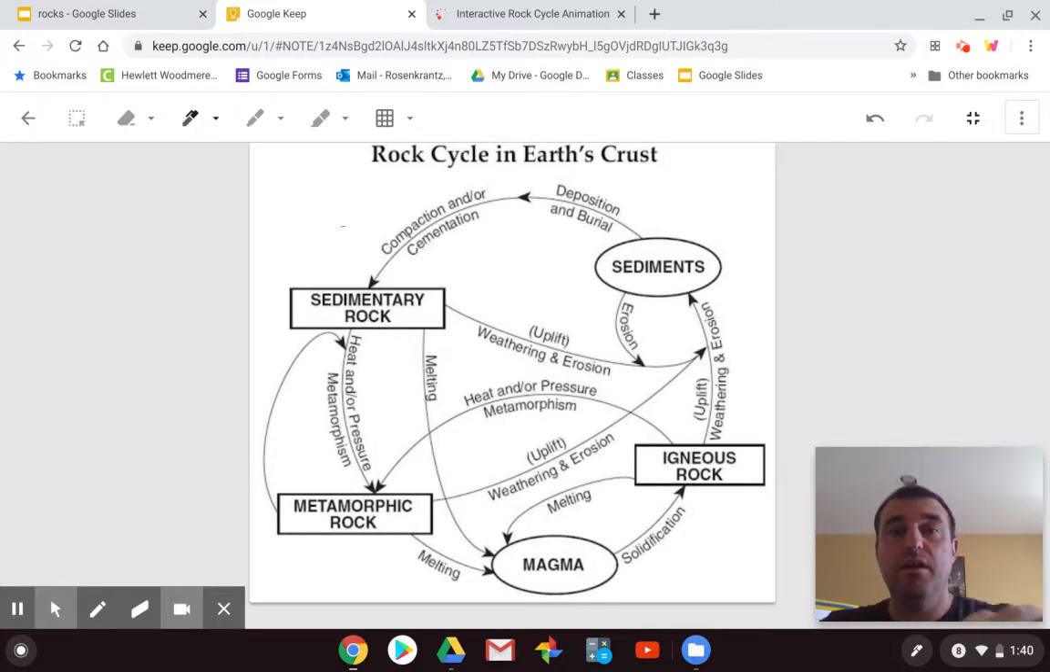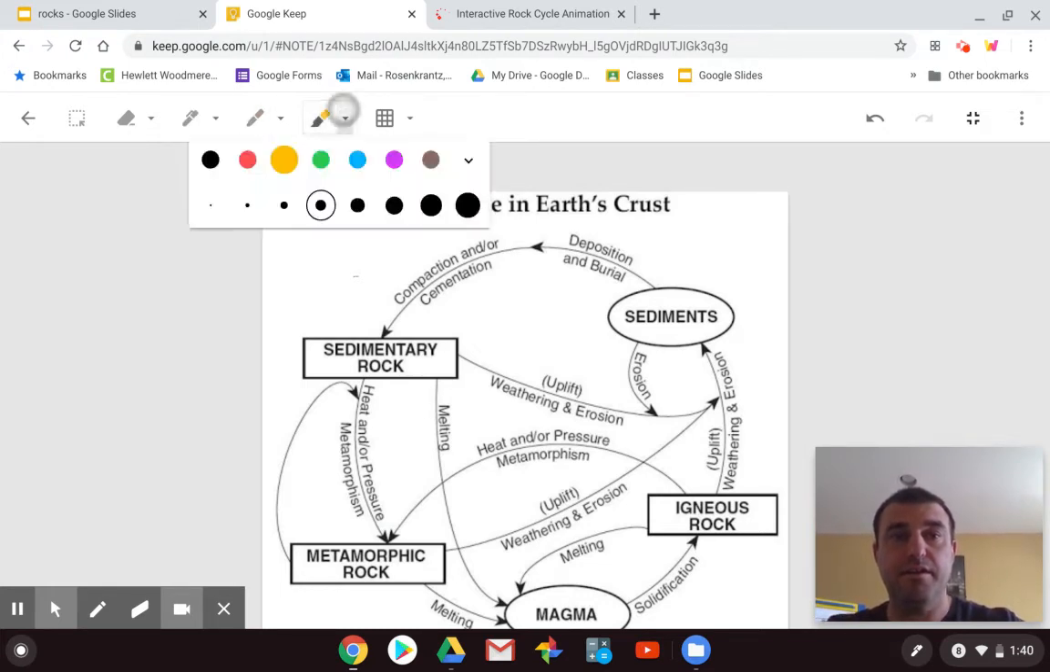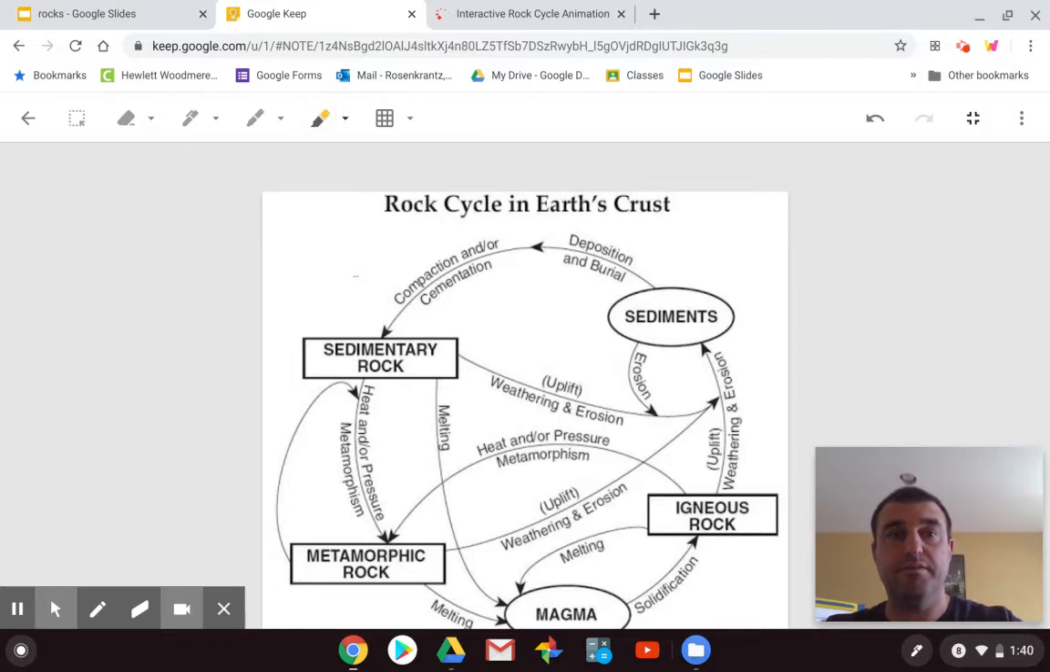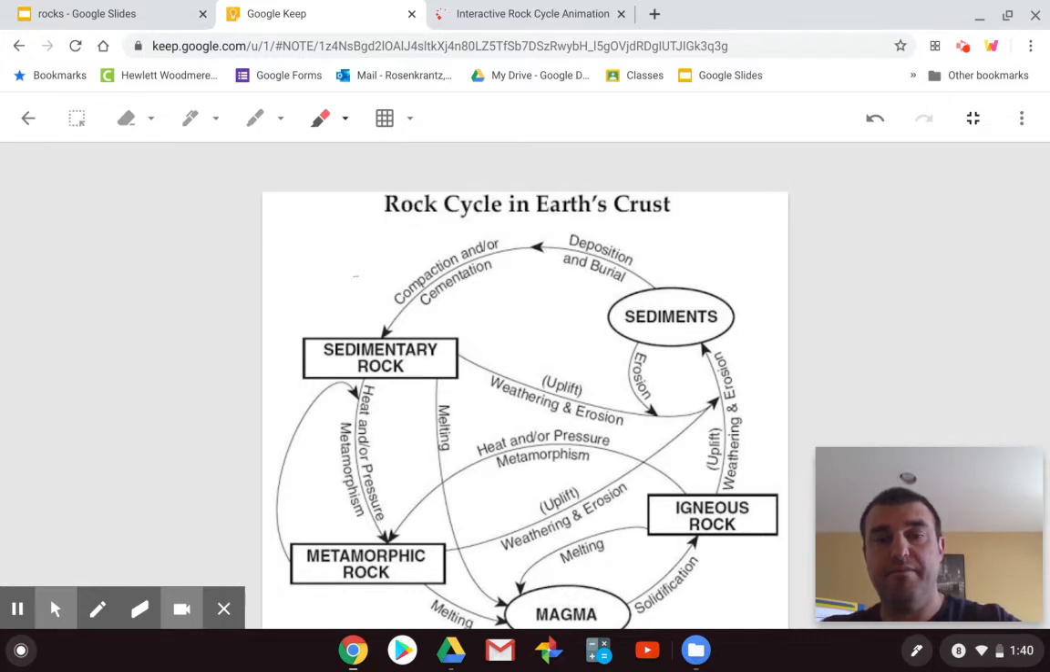Okay. So let's start with the base of the rock cycle, the bottom here, where it says magma. Okay. Actually, I'm going to use a highlighter. It's very sensitive today. So right here we have magma.